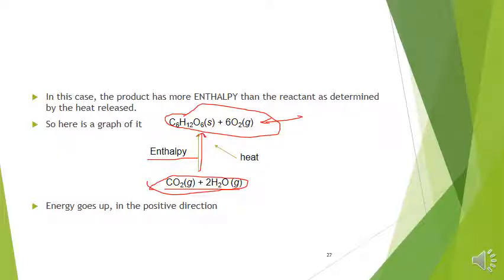In an exothermic reaction, the arrow would be going down, the reactant would be at the top, and the product would be at the bottom. For endothermic, it's the opposite: reactant at the bottom, product at the top.